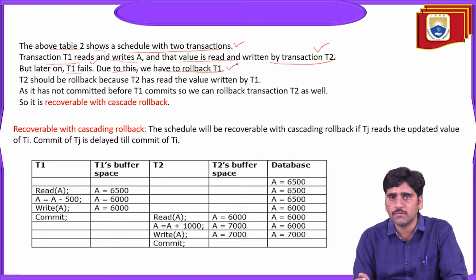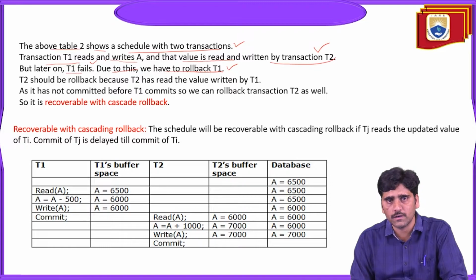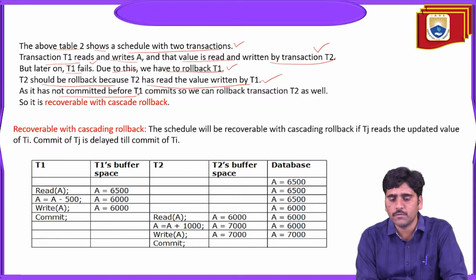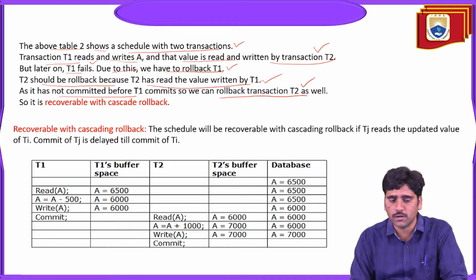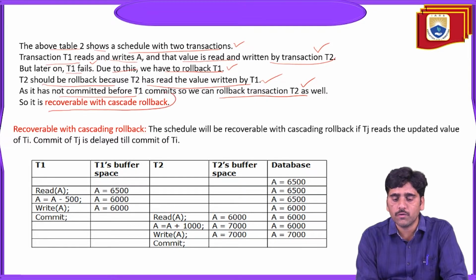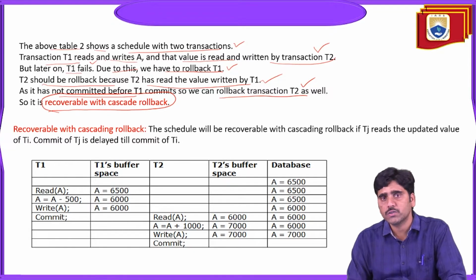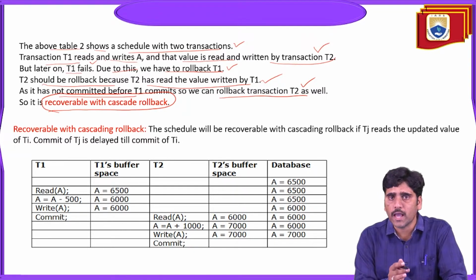After the transaction fails, T2 should be rolled back because T2 has read the value written by T1. As it has not committed before T1 commits, we can roll back transaction T2 as well. So it is nothing but recoverable with cascade rollback.